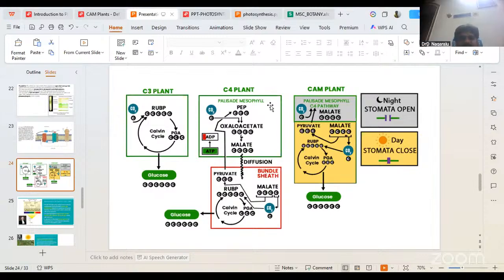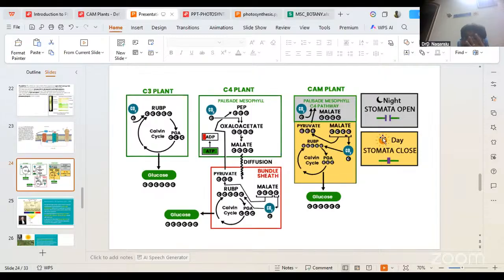In C3, the first stable product is a 3 carbon product, that is 3-PGA. That's why we call it a C3 plant. In the C4 plant, the first stable product is oxaloacetic acid, a 4 carbon product. That's why we call it the C4 cycle. CAM is crassulacean acid metabolism. It happens in xerophytic plants, desert plants, and halophytic plants.